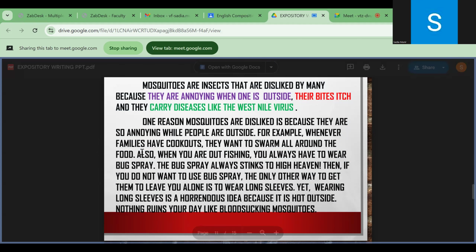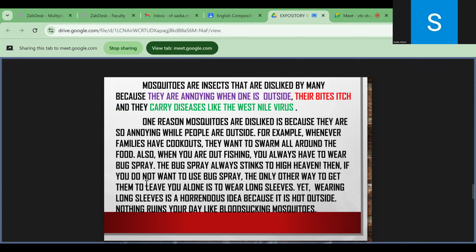One reason mosquitoes are disliked is because they are so annoying while people are outside. Now we give an example to strengthen our claim. For example, whenever families have cookouts, they want to swarm all around the food. Also, when you're outside fishing, you always have to wear bug spray. The bug spray always stinks to high heaven. Then, if you do not want to use bug spray, the only other way to get them to leave you alone is to wear long sleeves. Yet wearing long sleeves is a horrendous idea because it is hot outside.